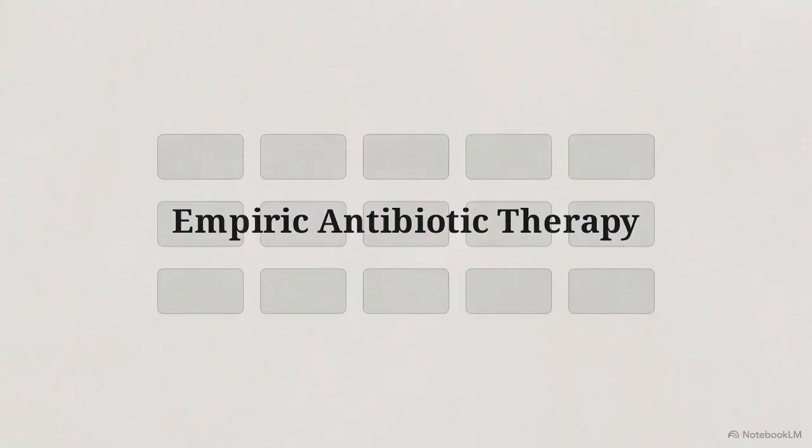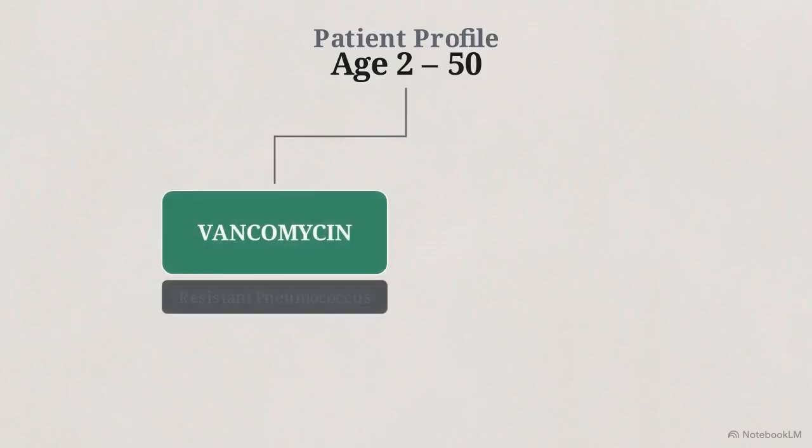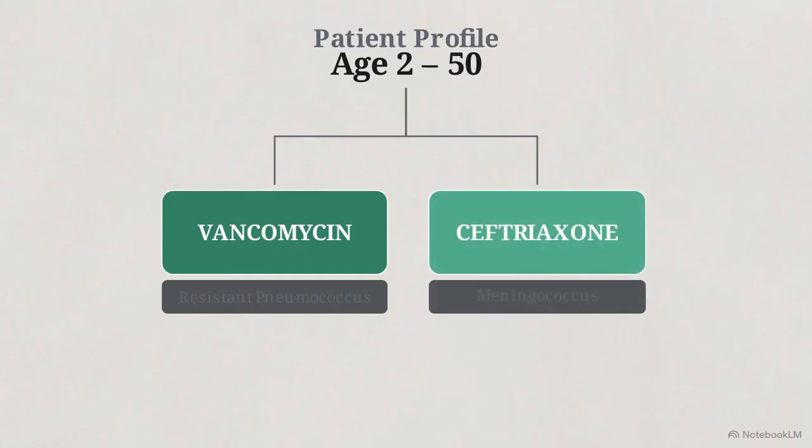Before those specific fluid cultures return, physicians operate blindly. They must rely on strict algorithmic empiricism based entirely on patient demographics to select an initial antibiotic regimen. For the baseline population, patients aged 2 to 50, the protocol is a combination of vancomycin to cover resistant pneumococcus and a third-generation cephalosporin, like ceftriaxone, for meningococcus.